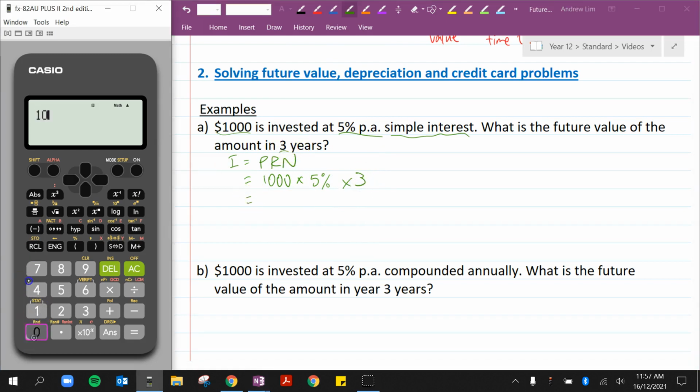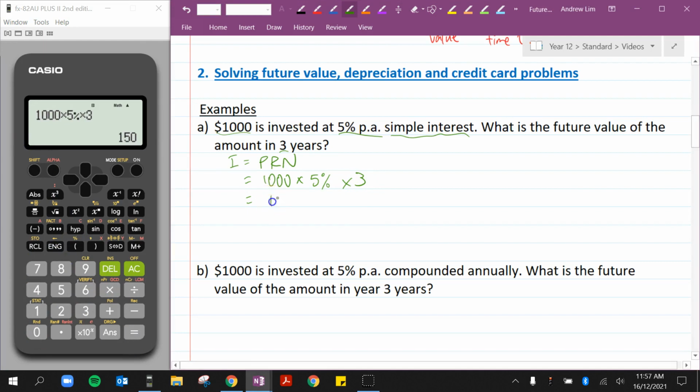So when we put this in our calculator, we get 150. But just know that this is $150 worth of simple interest. This is the interest. The question is asking what's the future value of the amount. So how much will be in the bank technically? Future value will be the $1,000 we put in plus the $150 of interest we received. So altogether $1,150.